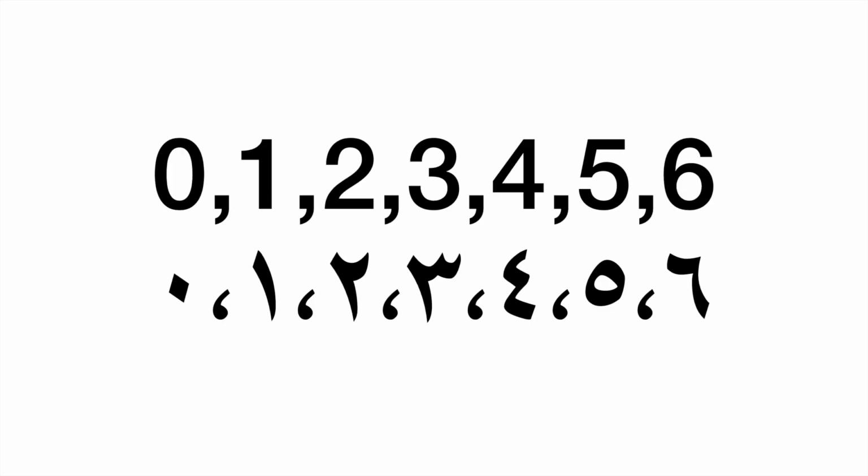ستة. ستة. So now we have صفر, واحد, اثنان, ثلاثة, أربعة, خمسة, ستة. Keep repeating, keep counting. Can't say it enough. Keep practicing. Now to the next number.